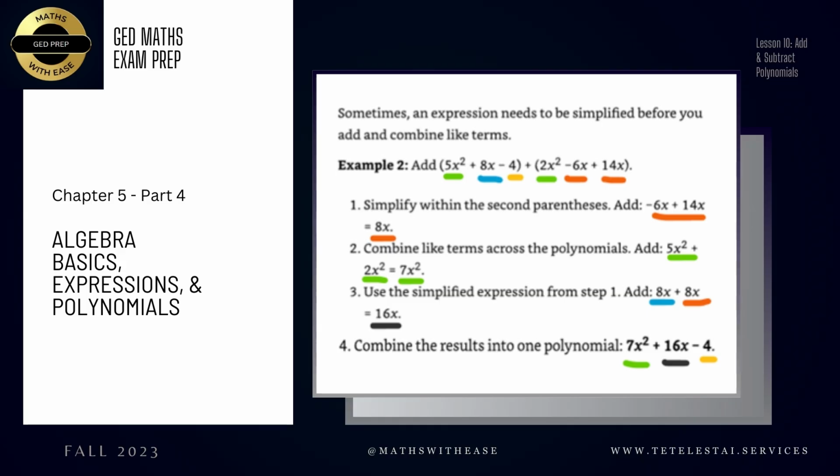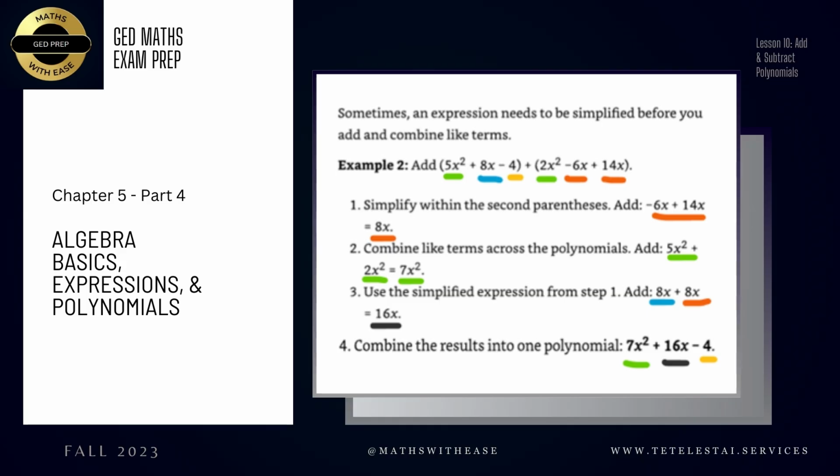And then you simply combine your results into one polynomial. We have 7x squared, which we got from adding 5x squared and 2x squared. We have 16x, which we got from combining 8x and 8x. The first 8x came from the original polynomial, and the second 8x we got from combining the two like terms on the right-hand side of our addition sign. Follow the color coding, I think that makes it a lot easier.